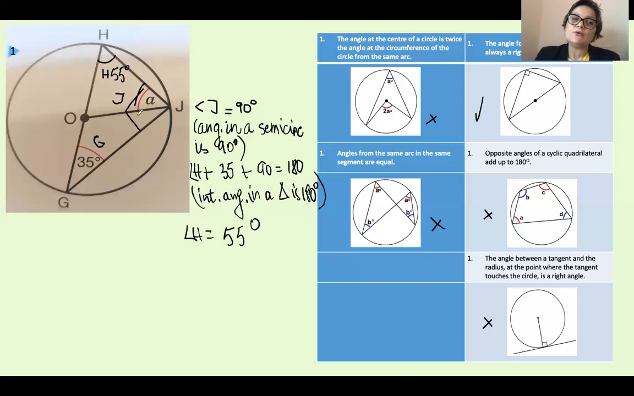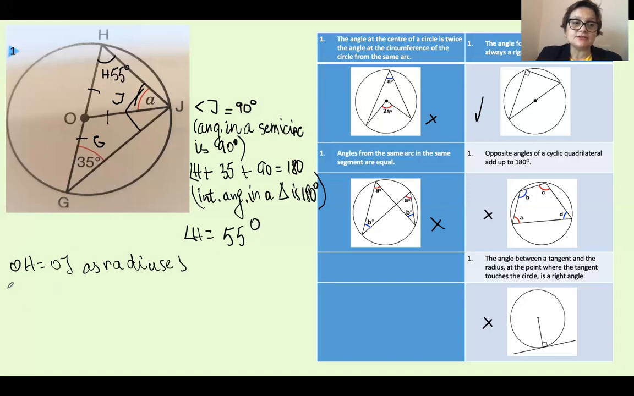But now we need angle A here. We know angle H is 55 degrees. What else do we know? Have a look at this side. OH and OJ. What are they? I'm going to draw a little line here. This means OH equals OJ, because they are radii. So write it down.